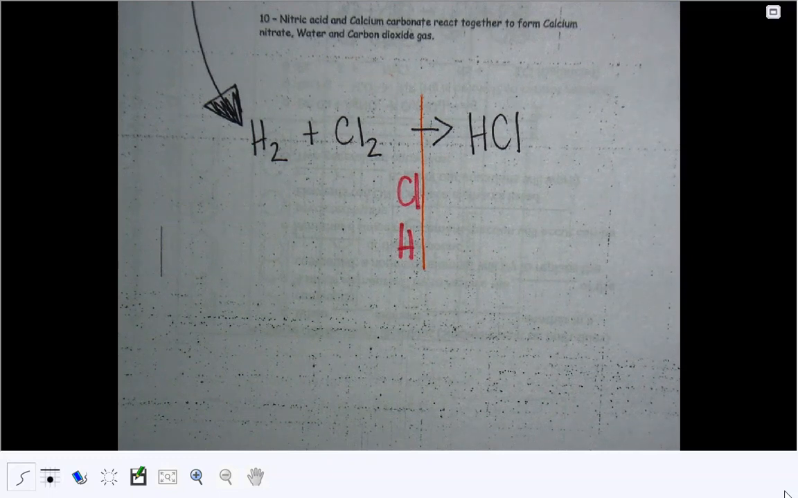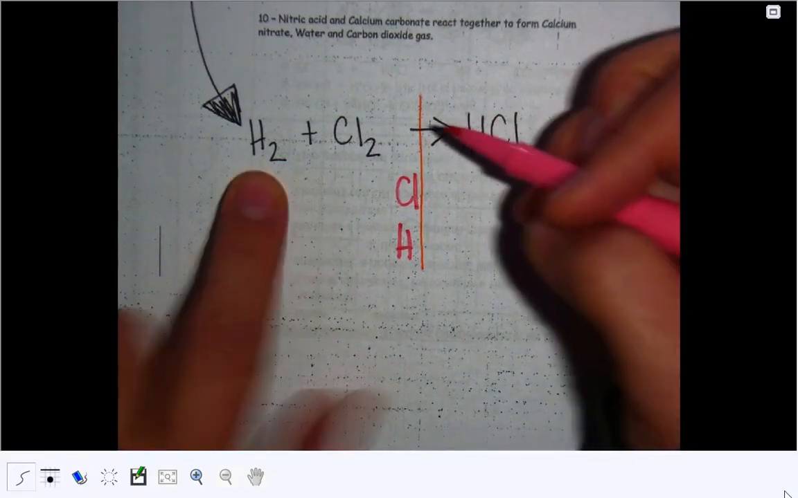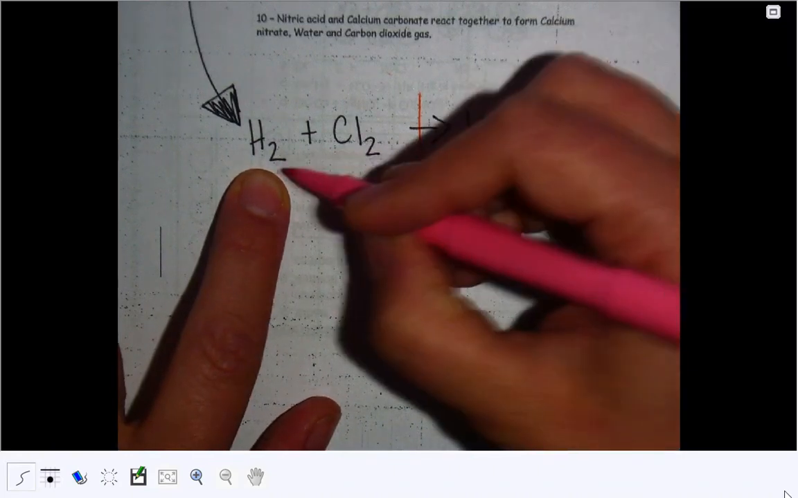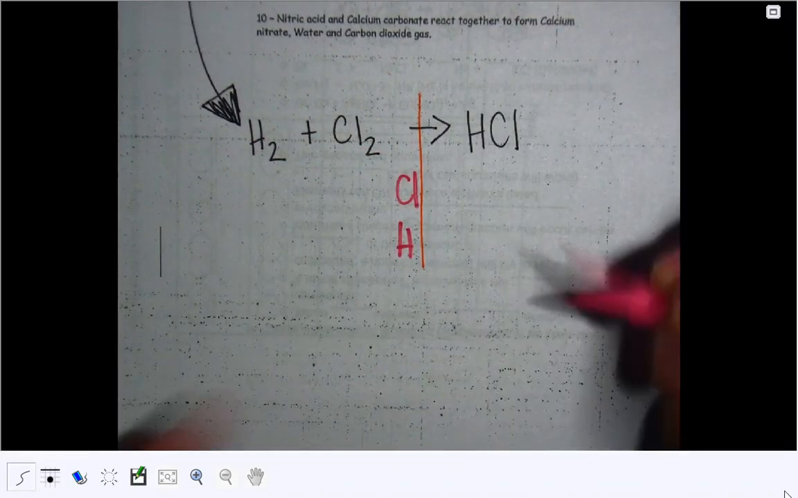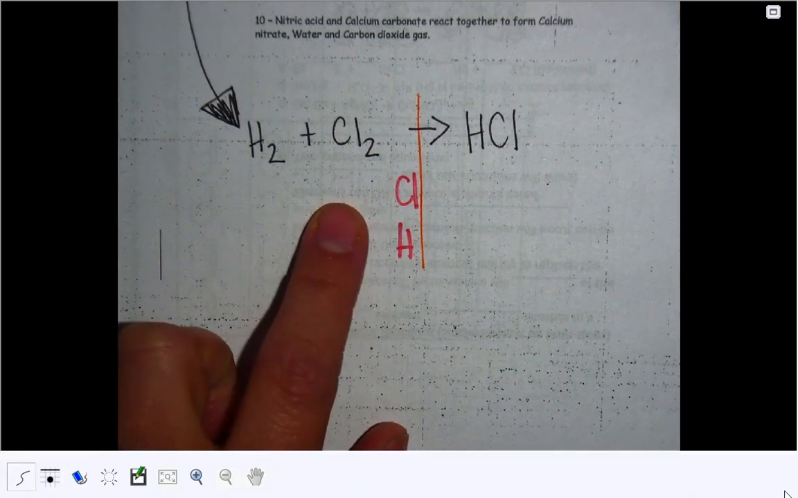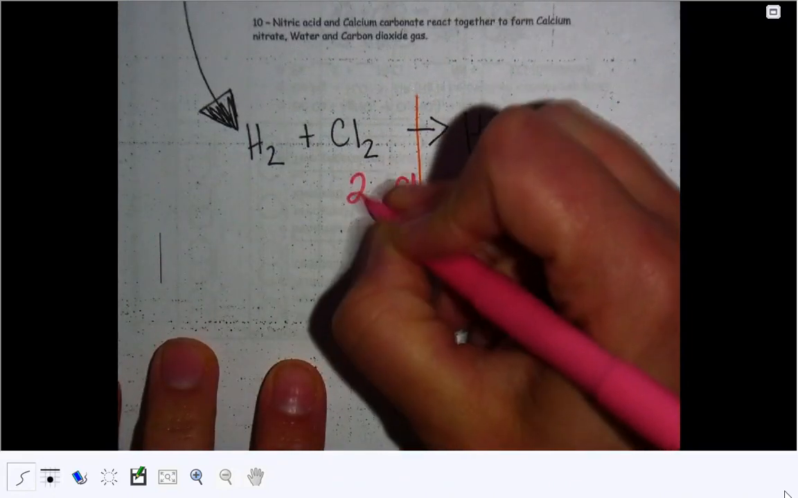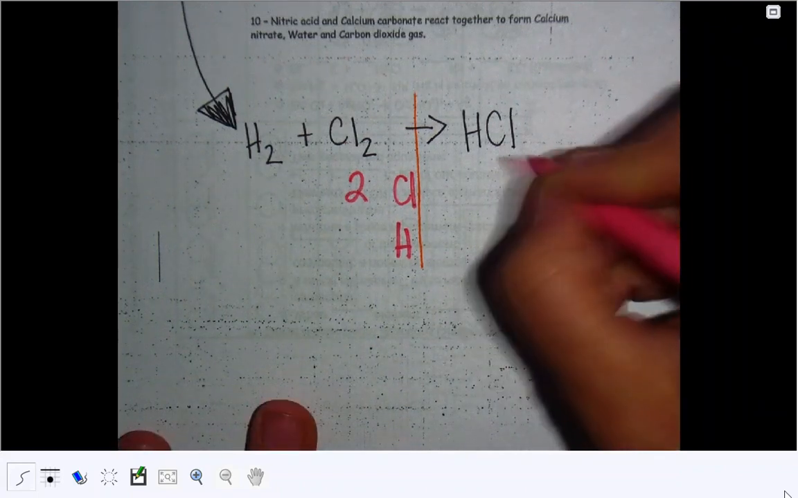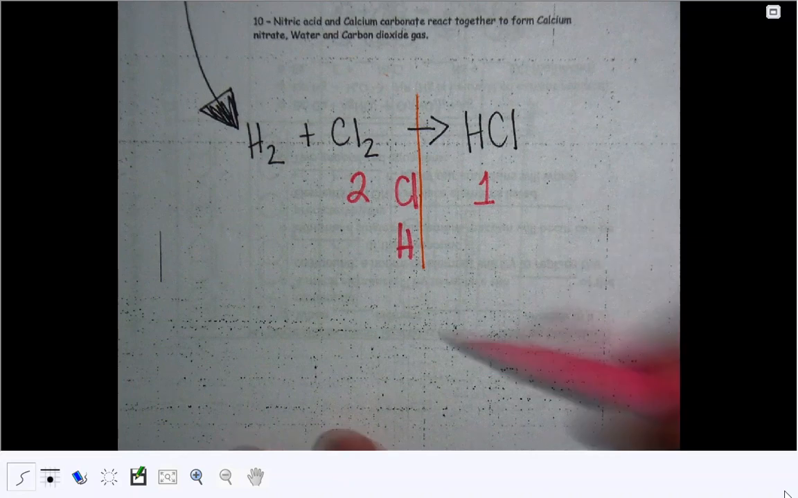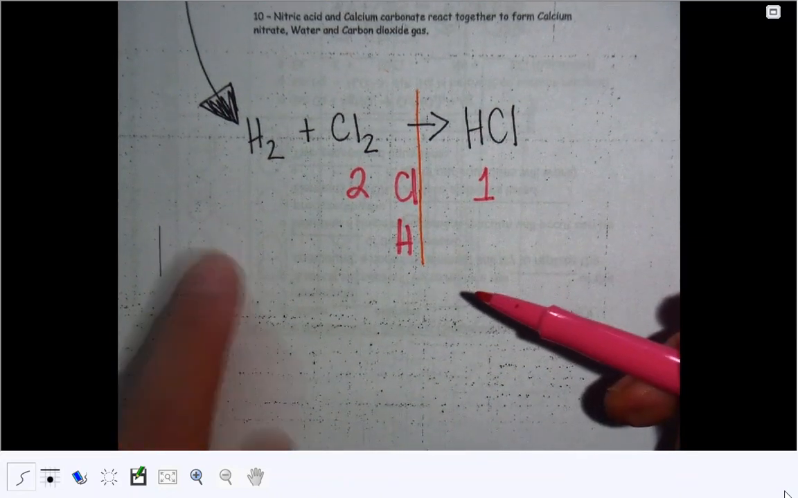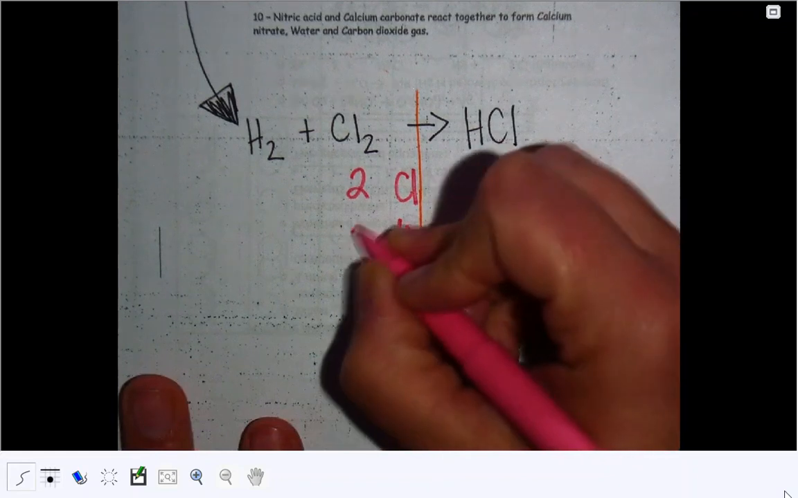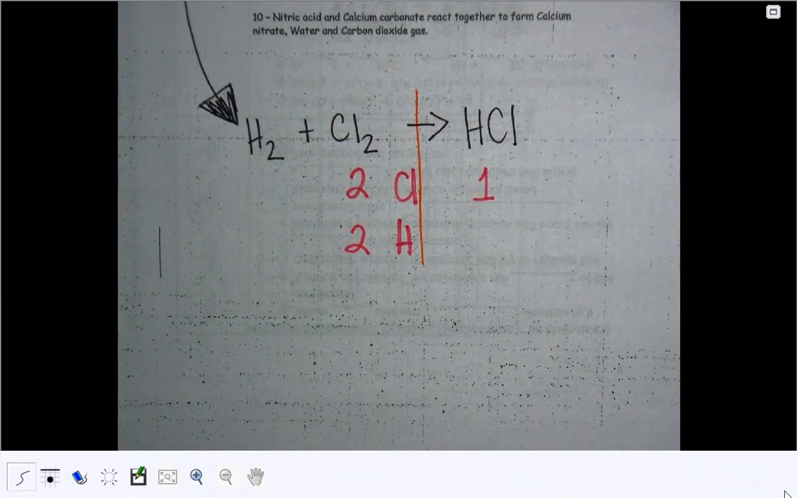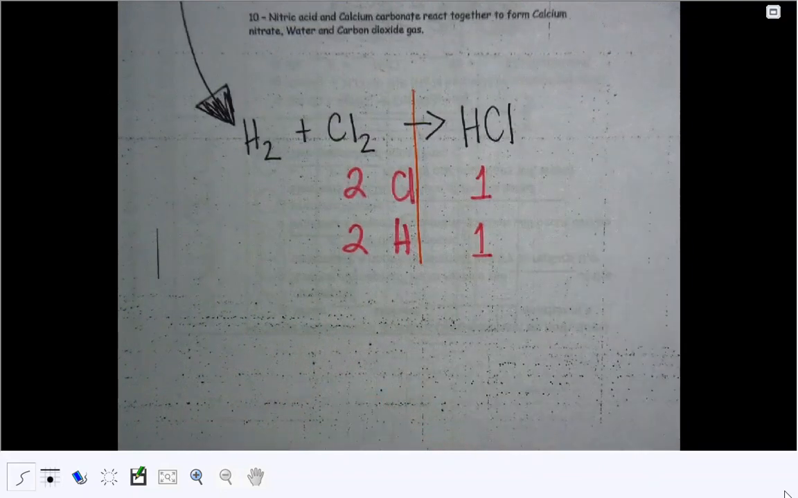Okay. So now what we're going to do is look at each side and count what we have. We practiced counting atoms the other day. This little 2 right here tells us that we have 2 of those, right? So remember the subscripts. All right, so how many chlorines do I have on my reactant side? 2. So I'm going to put a 2 right here. On my product side, how many chlorines are there? There's only 1. Okay. Now we're looking at hydrogen. How many hydrogens are on my reactant side? 2. How many hydrogens are on my product side? Only 1. All right, good.